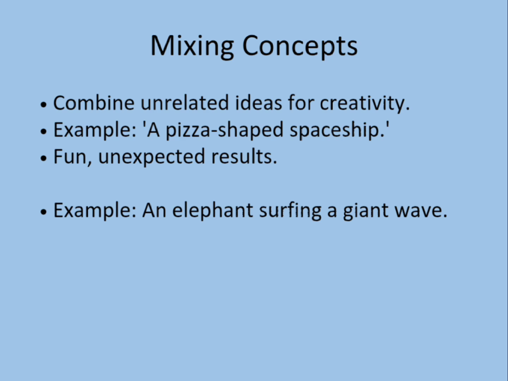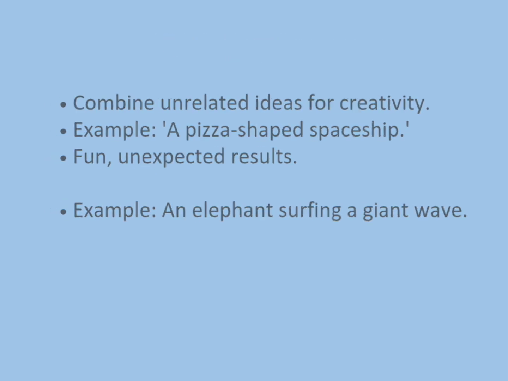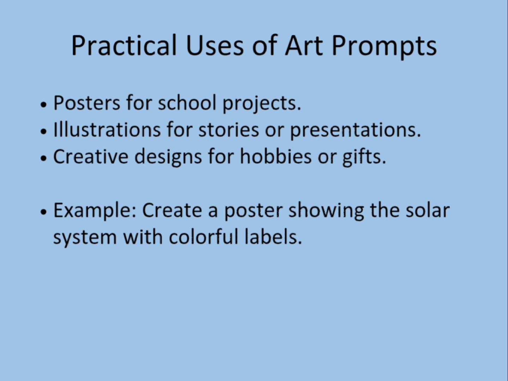For unexpected results, we can mix and match real world ideas. An elephant surfing a giant wave. We don't see elephants surfing, but if we ask for it, the AI can try to create such a visual. It could be funny. It could be not normal. Still, in kids' storybooks, we can use such characters doing funny, unusual things.